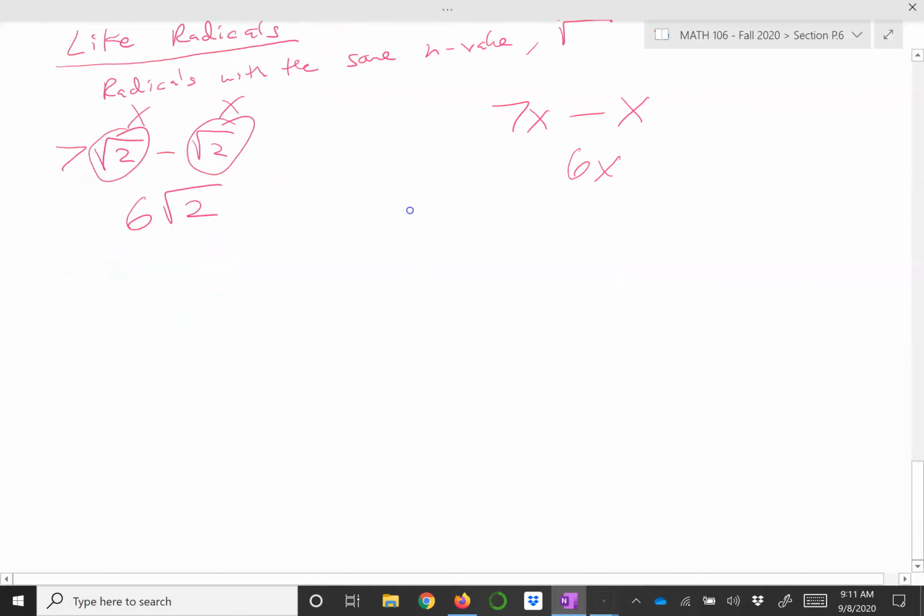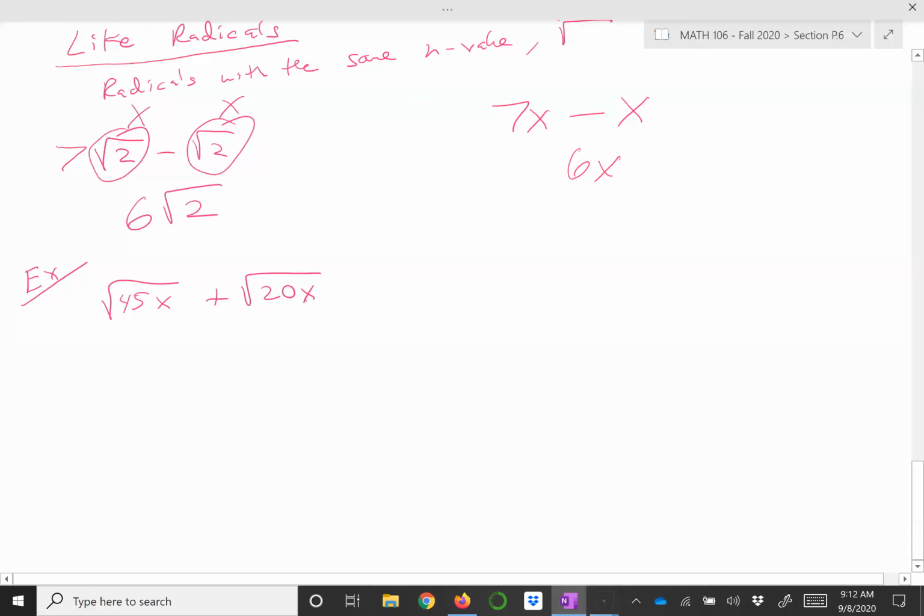Now, how could these problems get a little bit more difficult would be if I gave you something like this. Let's say the square root of 45x plus the square root of 20x. All right, do you see a like radical? No, I don't see them, right? Because the thing inside the radical has to be the same as well. But here's what you do. Can I simplify these two terms a little bit?